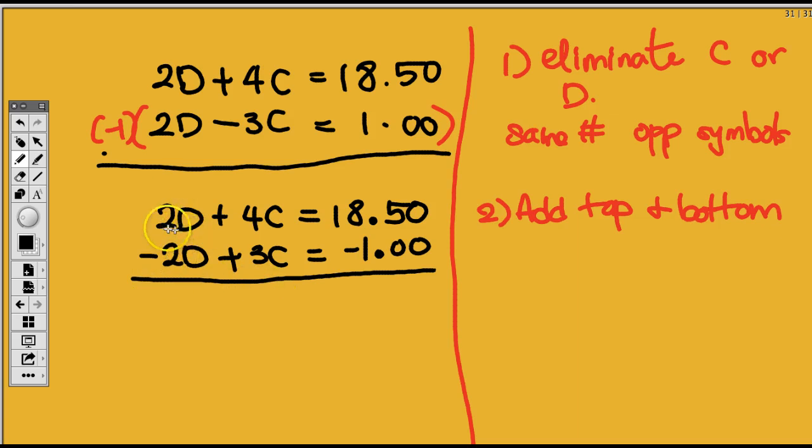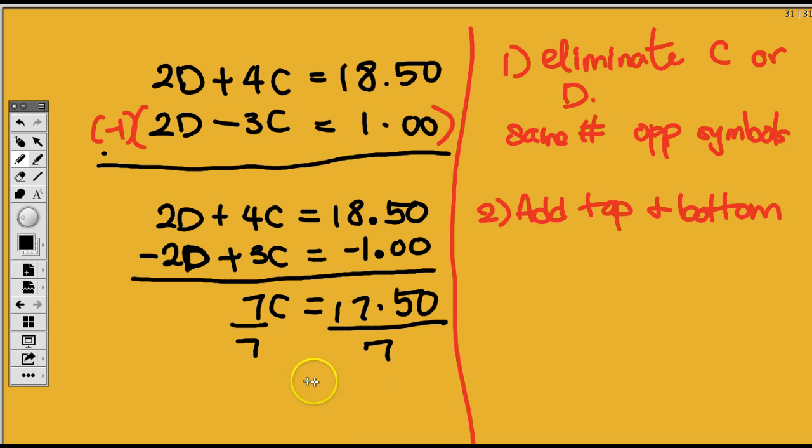So when you add top and bottom, 2D minus 2D is 0. And I know this looks like a 0. Somebody's going to complain. Okay, so there you go. And then 4C plus 3C is 7C. $18.50 take away $1 is $17.50. So then if we want to find out how much each cat food costs, we got to make sure that we divide both sides by 7. And when we do that, you'll find out that it's going to be $2.50 for each cat food.